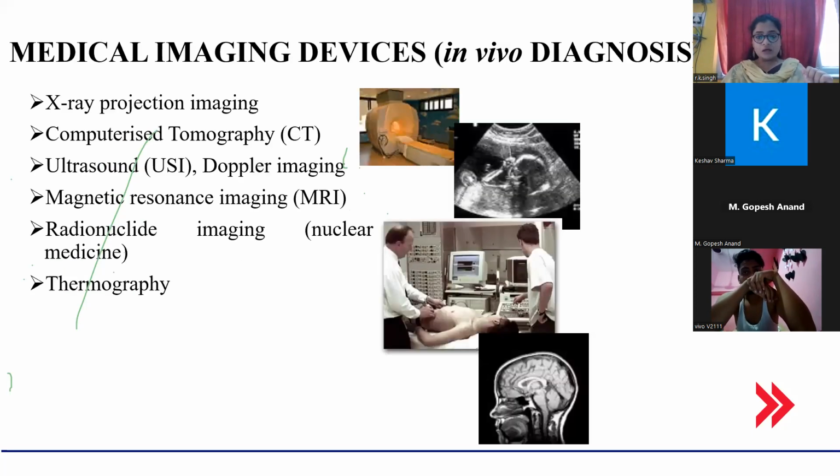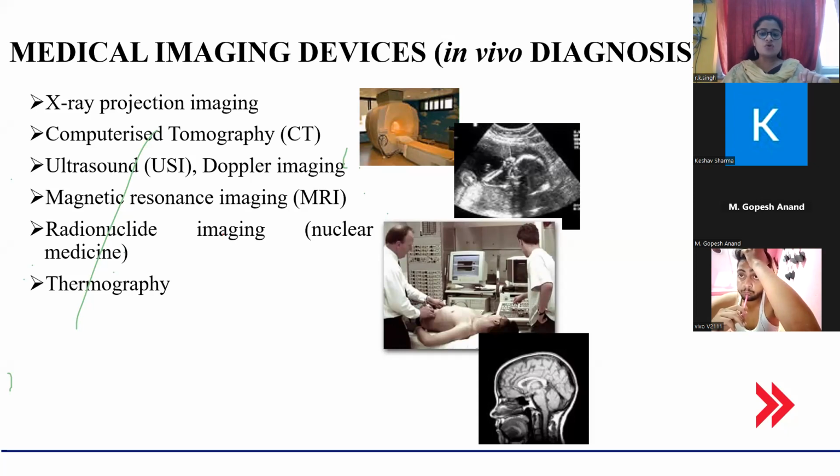Okay, so this is basically a list of the different medical imaging devices that are there. It can be grouped as in vivo and in vitro. I hope you know what is in vivo and in vitro. So in vivo is basically when we are dealing with the human body, and in vitro is something which is outside the human body in controlled parameters or in lab conditions particularly.